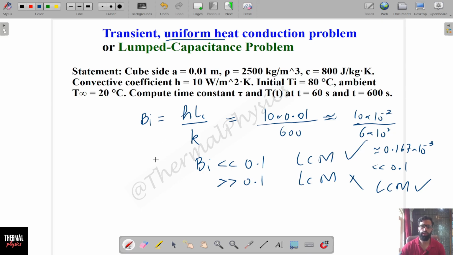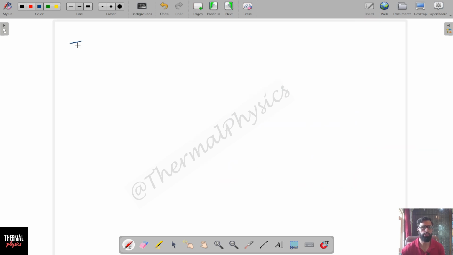What we have to do next is, since we are now sure that the lumped capacitance model can be applied, and the lumped capacitance model says that the temperature will vary only with time, what is that equation? That equation is: the temperature at any time is equal to the ambient temperature plus the initial temperature of the body minus the ambient temperature, times e to the power minus t divided by tau. This is the equation that we can use to find the temperature of the body after any time.